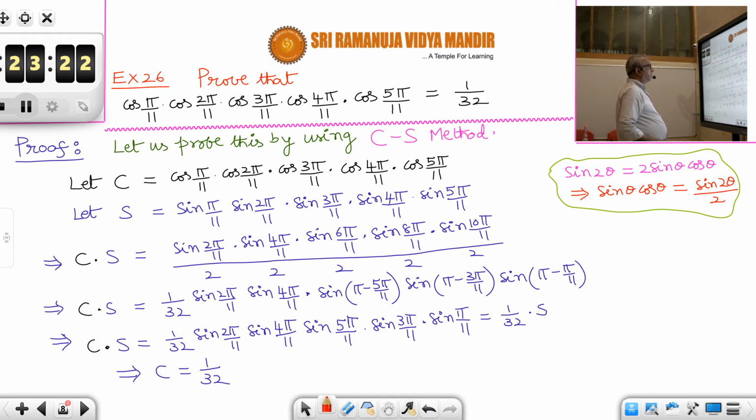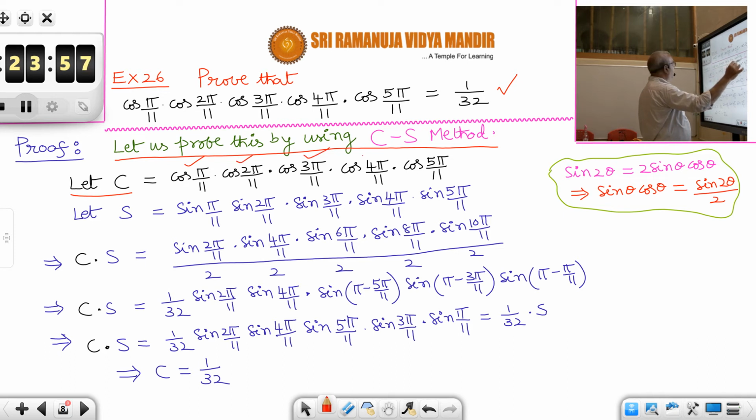26. Prove that cos pi by 11 into cos 2 pi by 11 into cos 3 pi by 11 into cos 4 pi by 11 into cos 5 pi by 11 is equal to 1 by 32. So let us prove this by using the CS method. Just now we have seen the CS method. So the given product, whose value we have to show is equal to 1 by 32, let us take it as C. So let C is equal to cos pi by 11 into cos 2 pi by 11 into cos 3 pi by 11 into cos 4 pi by 11 into cos 5 pi by 11.